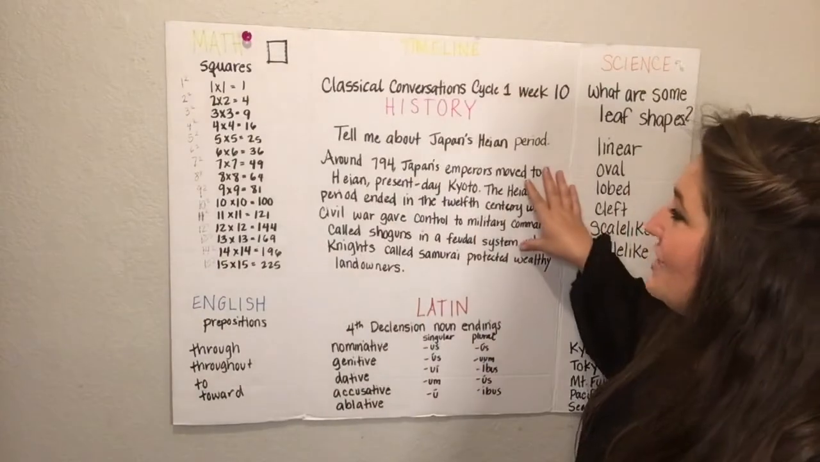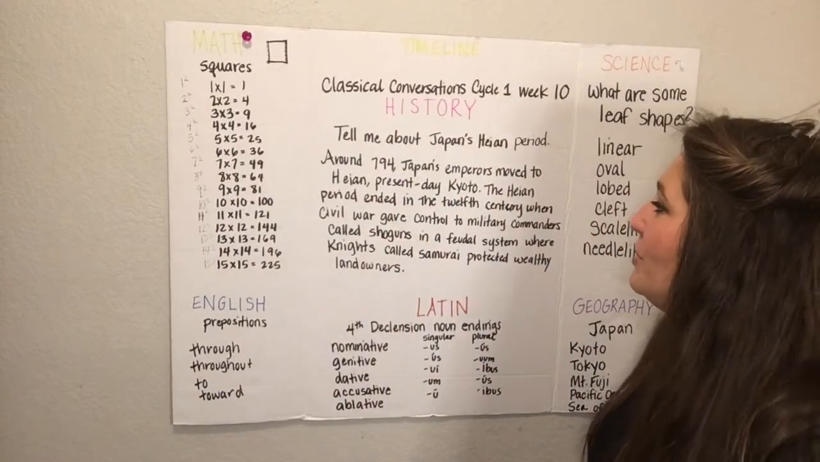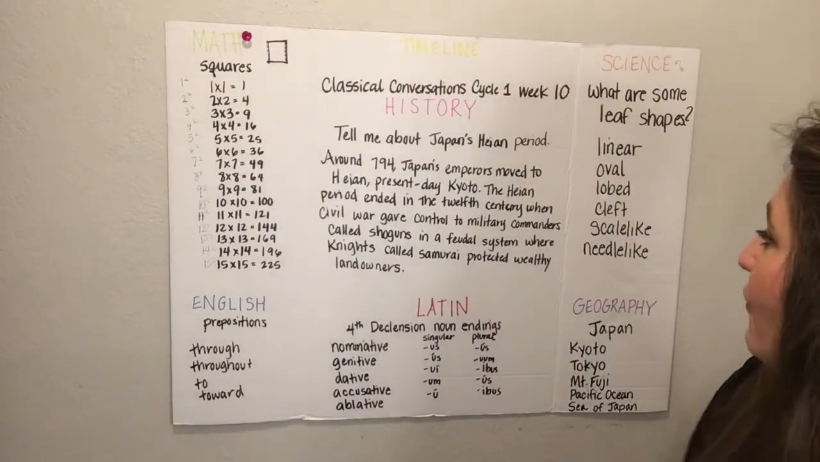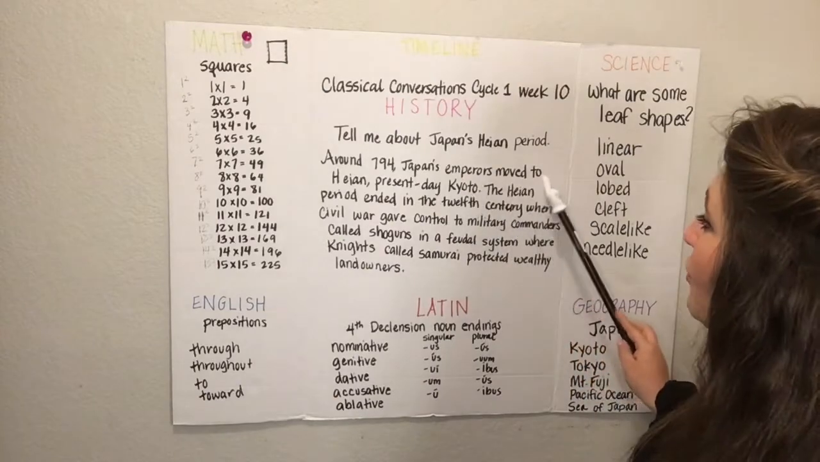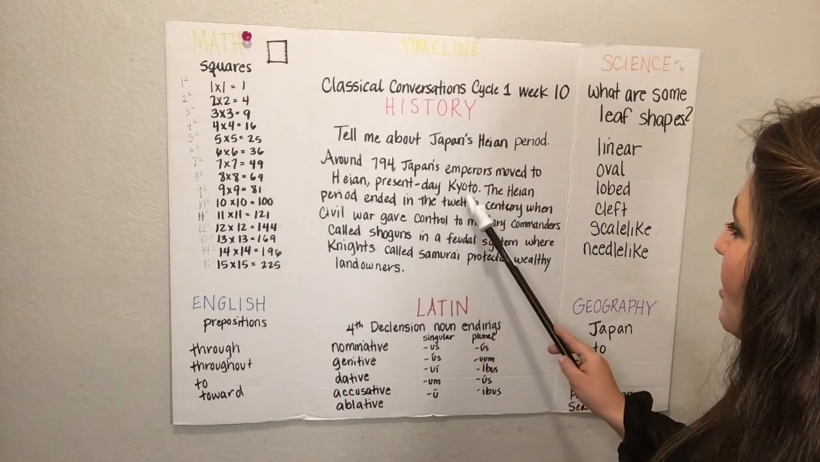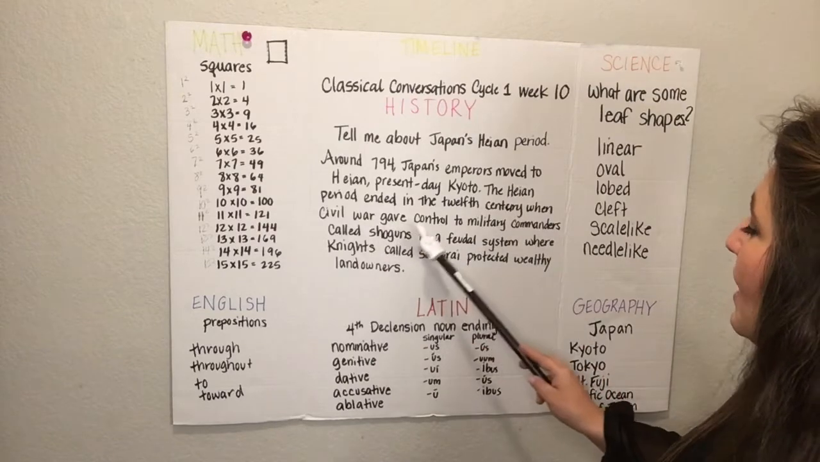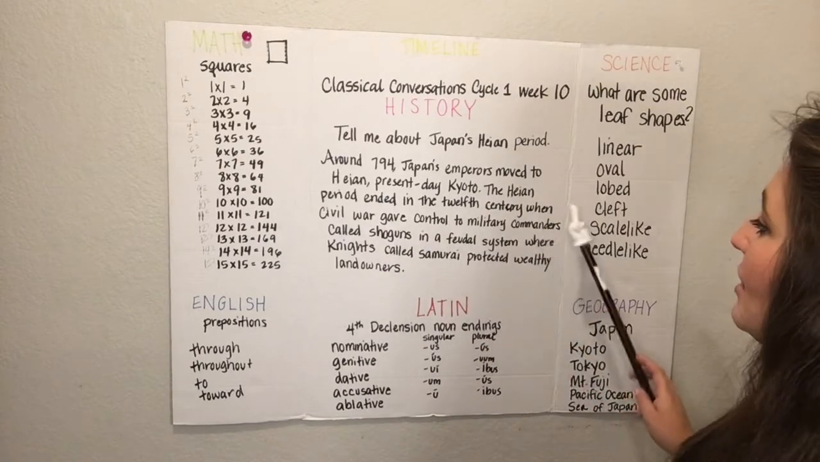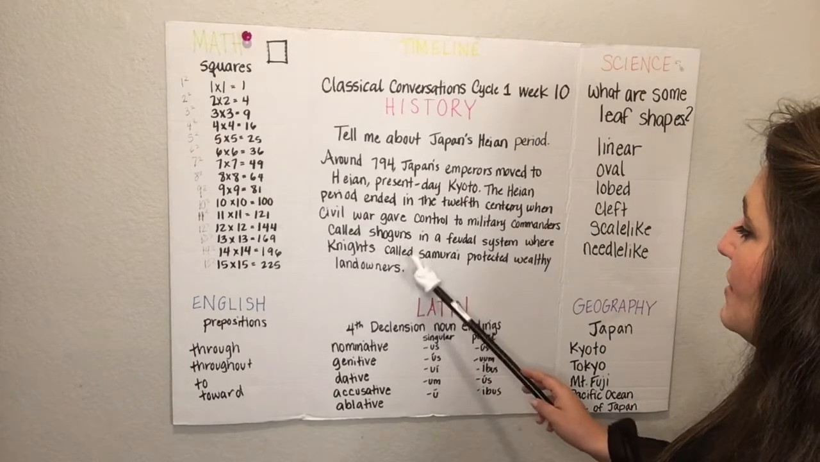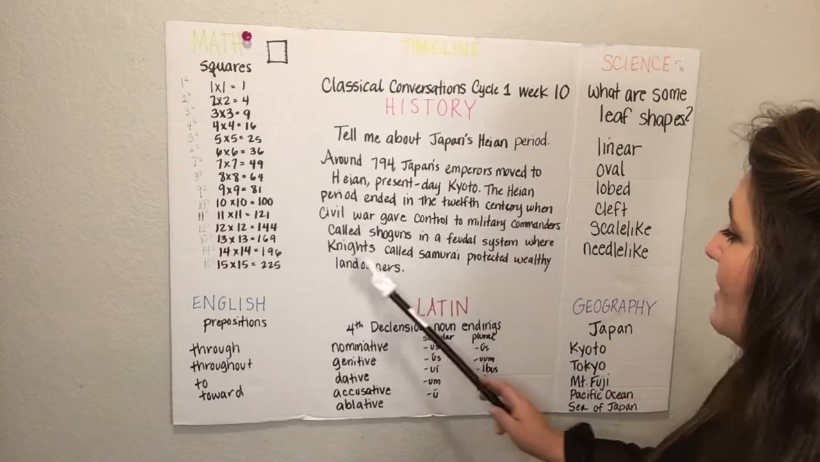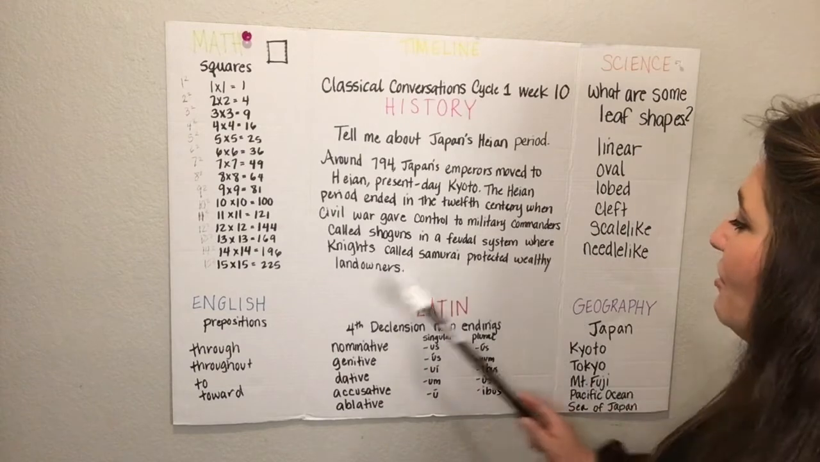Let's move on to history. Tell me about Japan's Heian period. Around 794, Japan's emperors moved to Heian, present-day Kyoto. The Heian period ended in the 12th century when civil war gave control to military commanders called shoguns, in a feudal system where knights called samurai protected wealthy landowners.